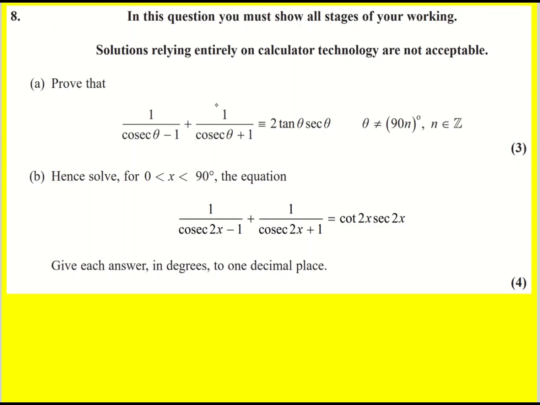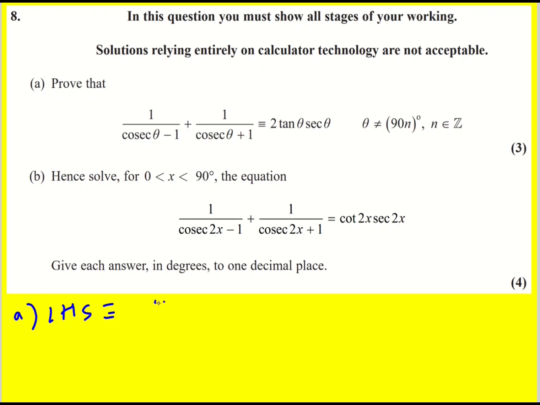A reciprocal trig identity to prove here. Nice. So I'm going to start from the left-hand side because that one's involving a fraction and I can combine that fraction, and I'm going to try and get to the right-hand side. The left-hand side is identical to, let's put this over a common denominator.